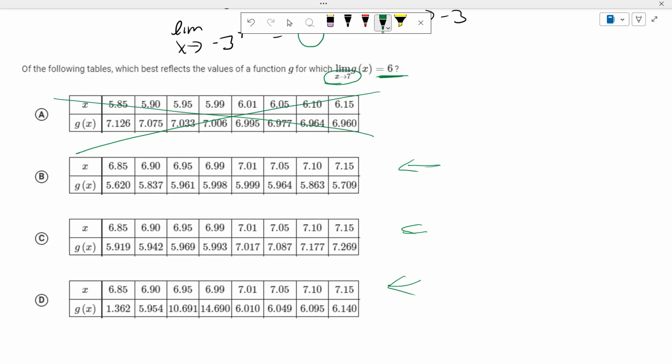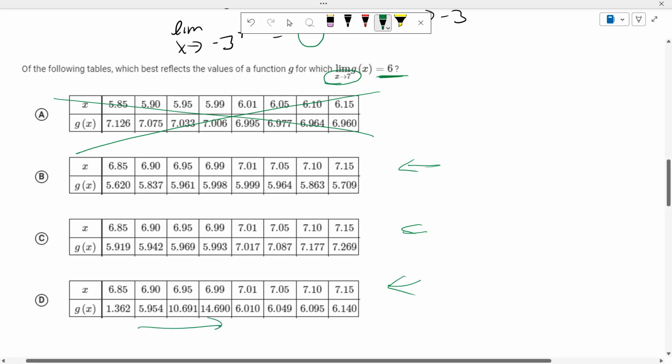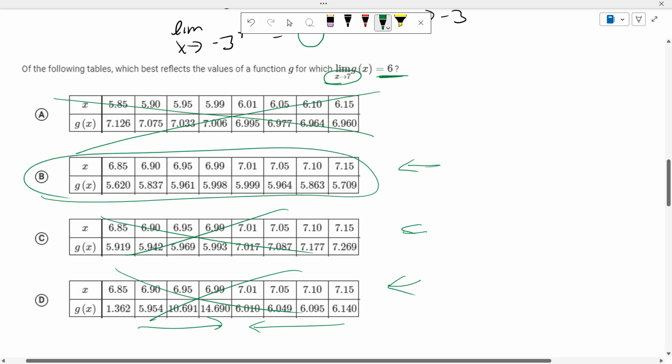B, C, or D? See how this one's going up and this one's going towards 6? Well, that doesn't work. This one's going towards 6, this one's going towards 7. That doesn't work. This is where they're both going towards 6. So it's B.